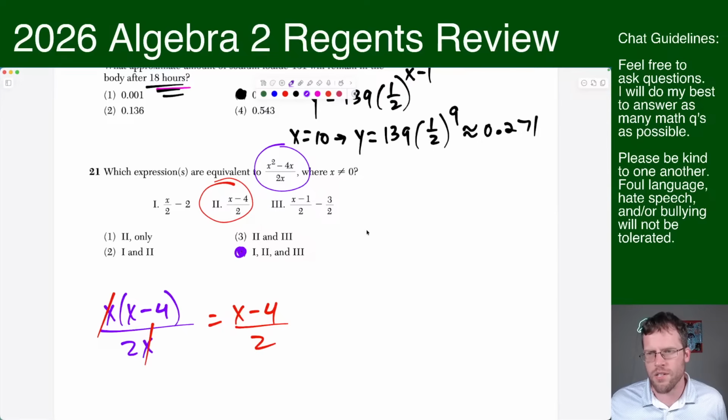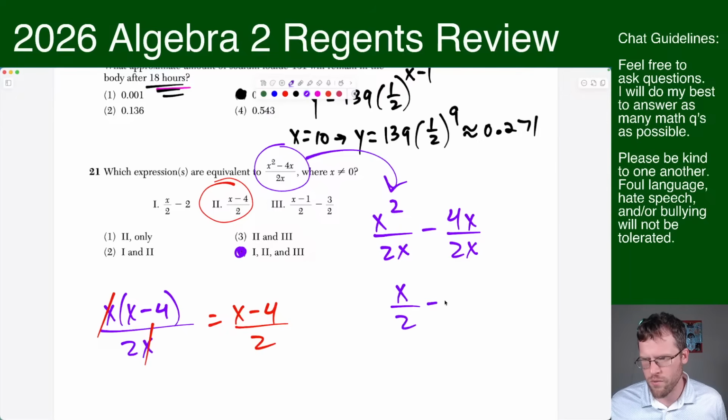Now it's a game of trying to match these. So for this one, I could also go like this and say x squared over 2x. I divide this by 2x and I divide 4x by 2x. Then x squared over 2x is the same thing as x over 2, minus, the x over x cancels and 4 over 2 is 2. So you see how this matches this? So 1 and 2 work.